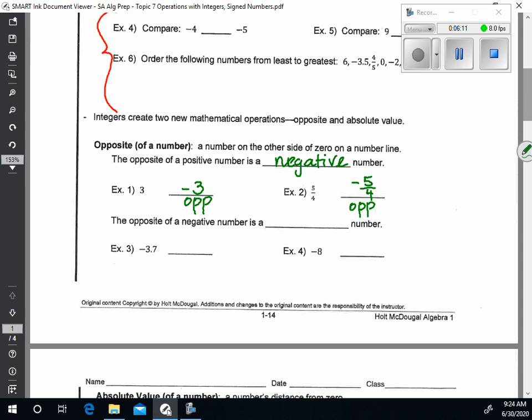Also, the opposite of a negative number is a positive number. Opposite of negative would be positive. So if you have negative 3.7, the opposite would be positive 3.7. If you have negative 8, then the opposite would be positive 8. Now notice for positive numbers, I did not put a plus sign in front. You don't need to. If there's no sign in front of it, it is understood to be positive. So those are opposites.